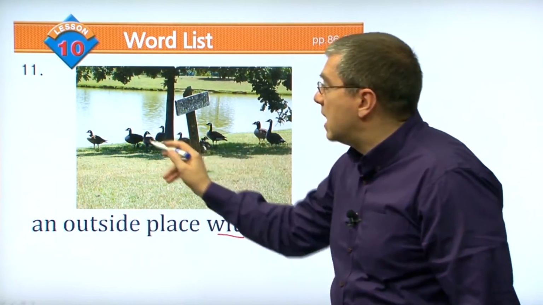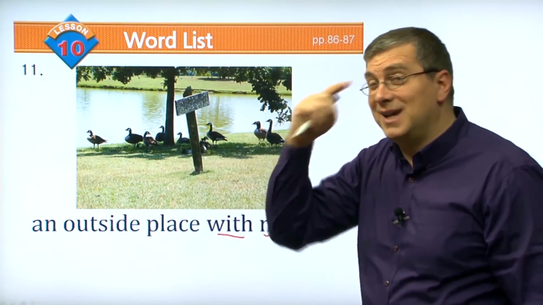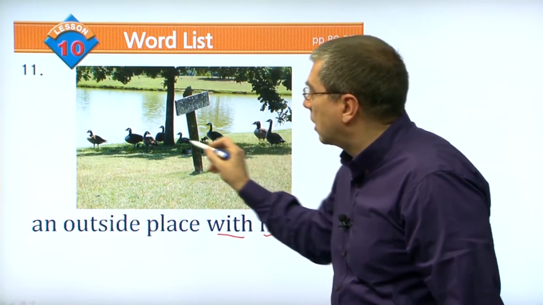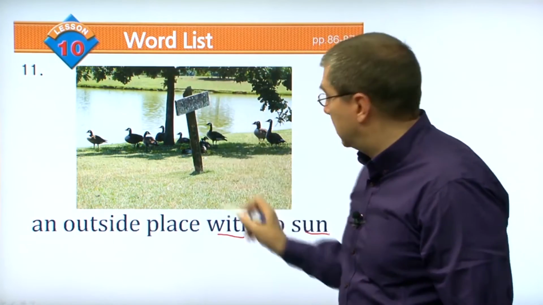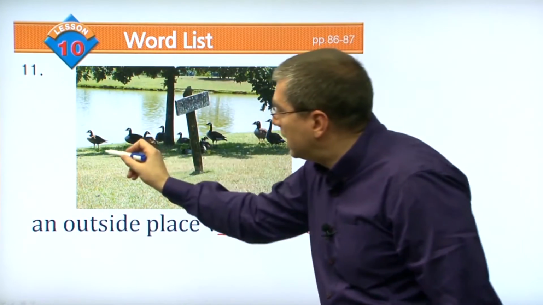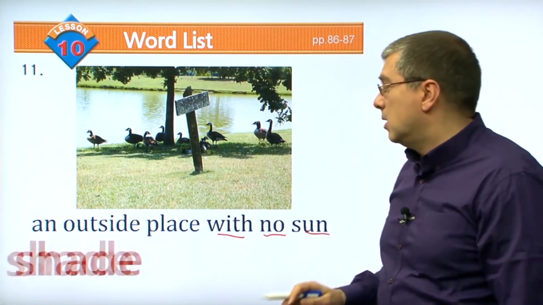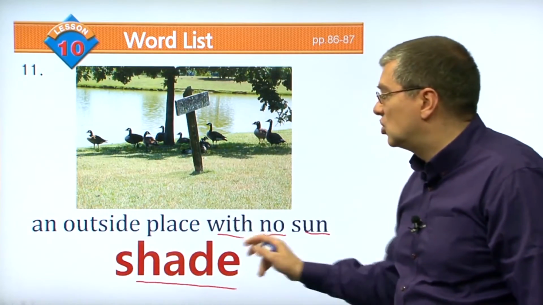Like these ducks are smart, right? They're not in the sunlight. They went in the dark area under the tree, a place with no sun. What is this dark area? It's a little cooler there, right? We say it's the shade.